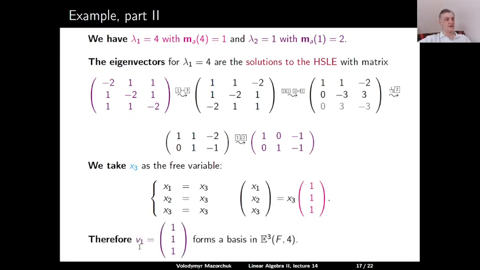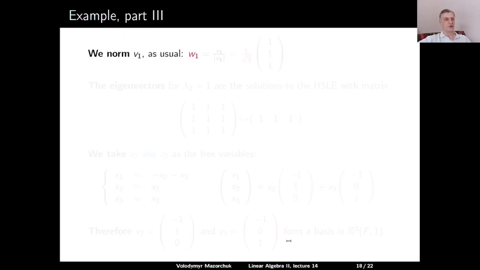Therefore, the vector v1, which is (1, 1, 1), forms a basis in the space of all eigenvectors for F with eigenvalue 4. Since we need an ONB, we immediately apply the Gram-Schmidt method. So we simply normalize the vector v1, which is v divided by its length.